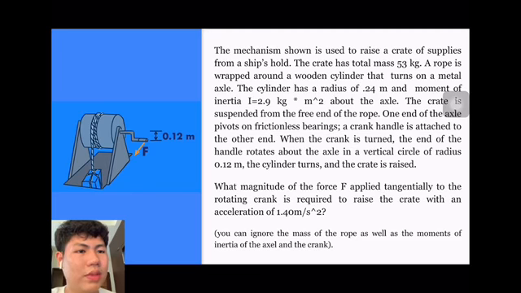One end of the axle pivots on frictionless bearings. A crank handle is attached to the other end. When the crank is turned, the end of the handle rotates about the axle in a vertical circle of radius 0.12 meters. The cylinder turns and the crate is raised. What magnitude of force applied tangentially to the rotating crank is required to raise the crate with an acceleration of 1.40 meters per second squared?